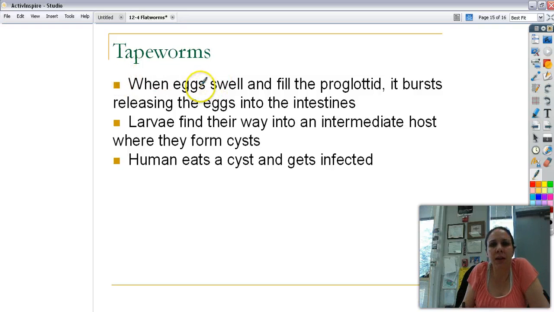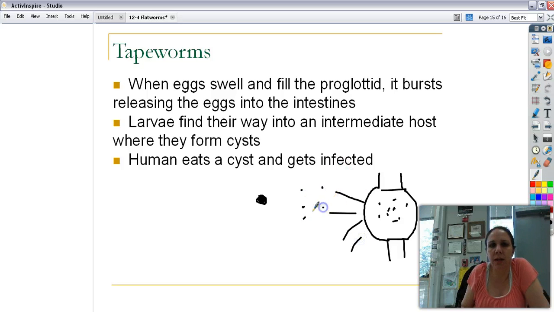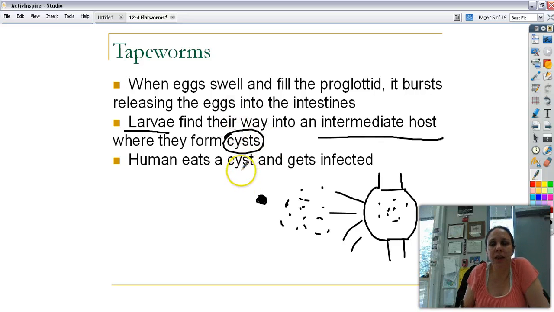Alright, the eggs start out really small, and they get bigger and bigger and bigger. When the eggs get big enough, the proglottid starts to swell, kind of like this. And it's full of eggs. Eventually it explodes, and eggs are everywhere inside your intestines, and then you poop them out. Now we're talking animals too, not just humans. So the poop ends up popping these little babies, the larvae, and they find their way into someone else, an intermediate host, an in-between host, where they form a cyst, usually pigs. And then in their muscles, these little cysts grow, and then we eat the muscle with the cyst inside, and ta-da, you are now infected again.